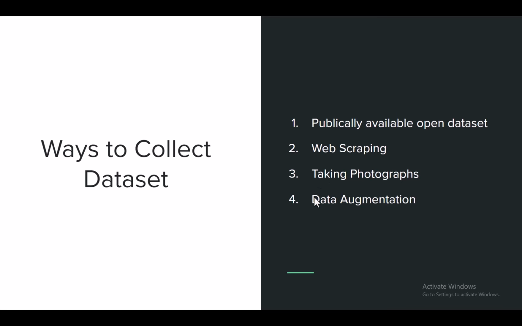The fourth way is called data augmentation. In this method, you take an image of an item and then rotate it or scale it to create new images. So basically, data augmentation is a way to increase the number of images inside your dataset so that your model can recognize or detect items at any angle.